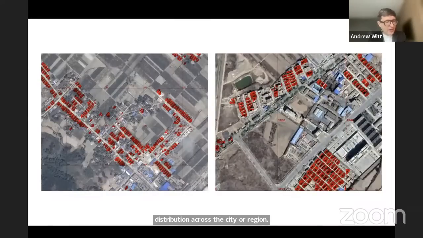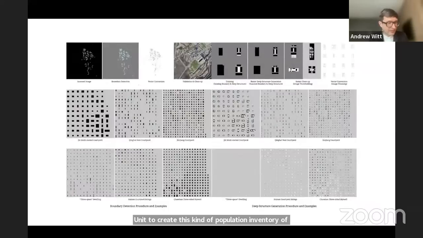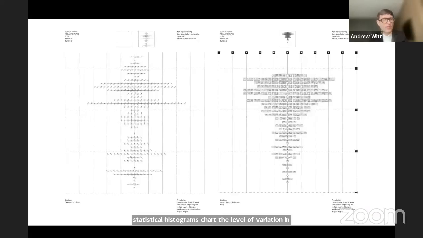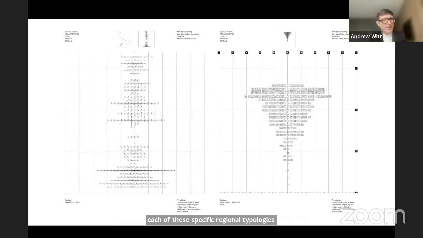So in effect, our project applied UNET to create this kind of population inventory of these various regional typologies. After the outlines were detected and extracted, we could create a statistical histogram showing the frequency of different types of buildings. Here you can see some of those distributions or histograms. What's interesting about this is that it allows you to see the variation in a specific typology. Architecture is built of typologies. Every typology has different morphological elasticity; it admits different levels of variation. These statistical histograms chart the level of variation in each of these specific regional typologies. So you can see that each typology varies in different ways than the others.